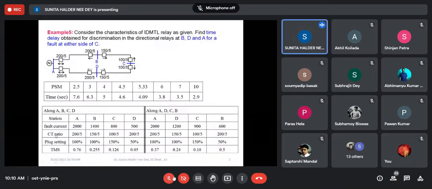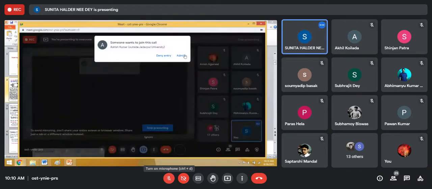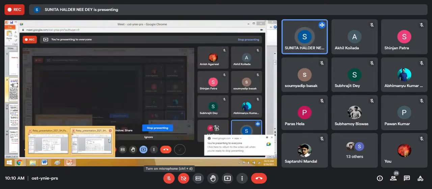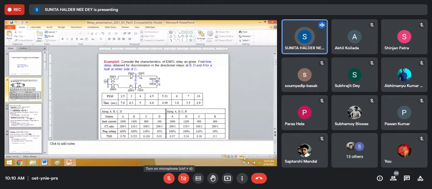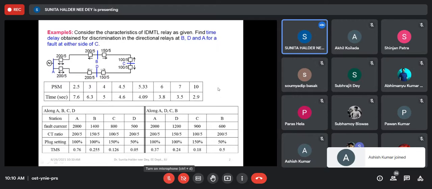Okay. So in last class we have discussed up to directional overcurrent relay and why the directional feature is required. So let us discuss one example on directional overcurrent relay. The directional overcurrent relay setting is similar to non-directional overcurrent relay setting. There is no difference between these two. Only we have to set for two different paths.